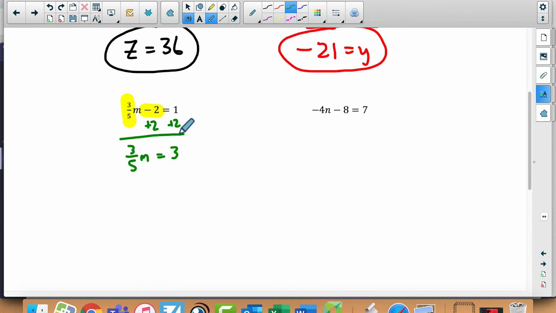Now, remember this from last day? It's a bit of a drag, this one. This is 3/5 times m. And we want to get rid of the 3/5, so we need to divide by 3/5, and divide by 3/5. So when we divide 3/5 by 3/5, anything divided by itself is 1, so we get 1m, or just m, so that's perfect.